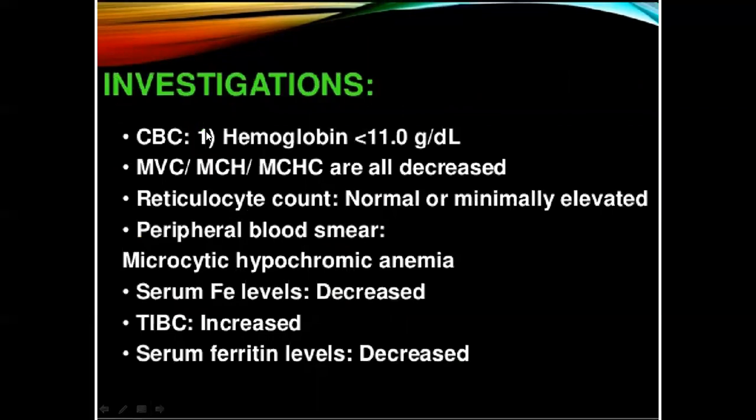Investigation: CBC first. Hemoglobin is less than 11 gram per dl. MCV, MCH, MCHC are decreased. Reticulocyte count normal or minimally elevated. Peripheral blood smear shows microcytic hypochromic anemia. Serum iron level decreased, TIBC increased, and serum ferritin level is decreased. So that's all our important investigation factors for anemia.